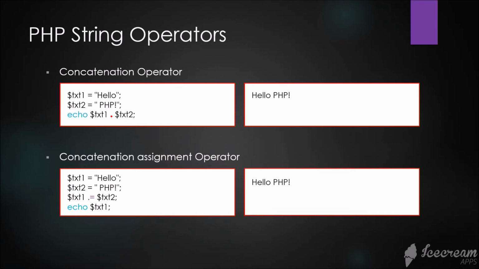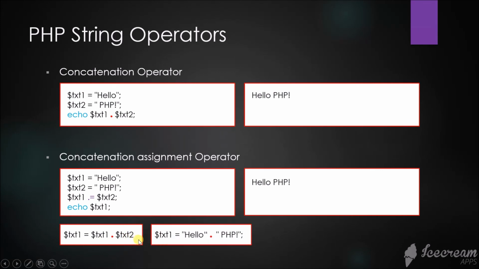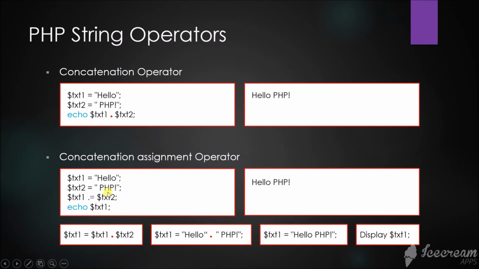Okay? Pero yung result is hello PHP pa din. Okay? So, ano ba yung nangyayari? So, let me try to explain. So, let's try to rewrite this part, the code. So text1 equals text1 concatenate text2. Then i-replace natin yung mga value. Text1 equals hello concatenate PHP. So basically, yung magiging value natin for the text1 is hello PHP, and we try to display it, which is this statement na. Kaya yung naging result natin is hello PHP. Okay?